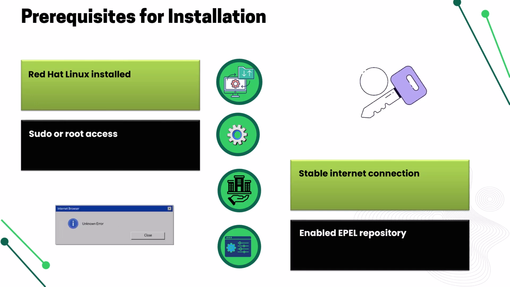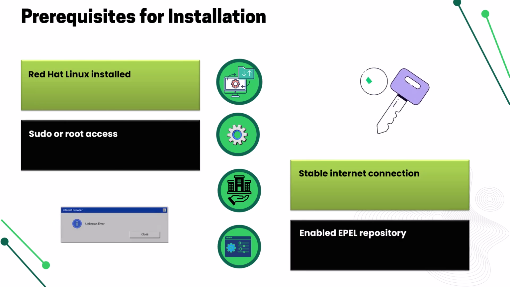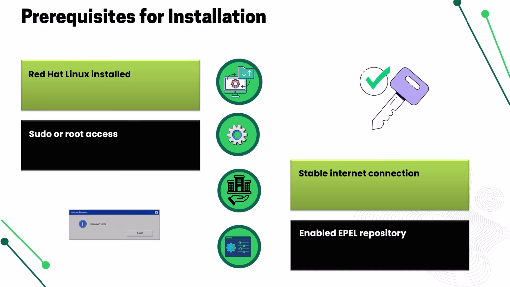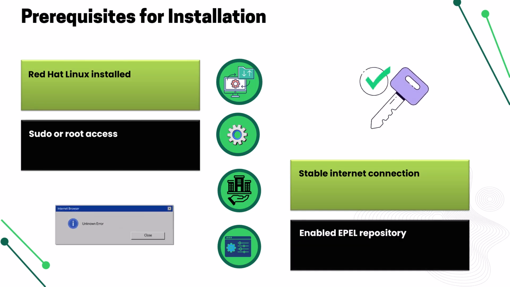Before we jump into installing Ansible, let's tick off the checklist. First, make sure Red Hat Linux is up and running, no installing it midway. You'll need sudo or root access because, well, Linux demands respect. A stable internet connection is a must, unless you prefer staring at loading screens. Finally, enabling the Ansible repository ensures you have access to essential packages.